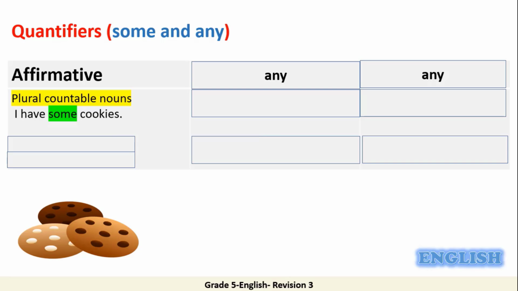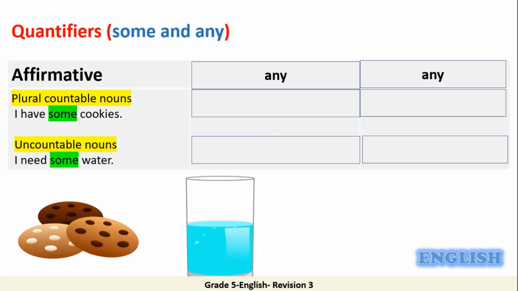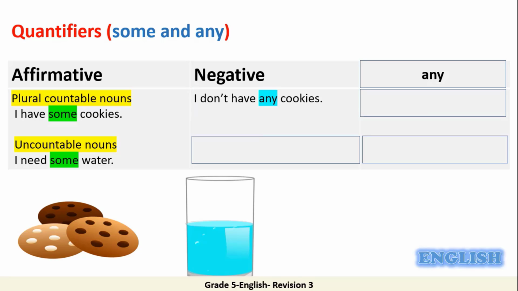And we use some with uncountable nouns. For example, I need some water. Here the word water is uncountable noun. Here we use the word any with the negative sentence, and we use it with plural countable nouns. For example, I don't have any cookies. And we use it with uncountable nouns. For example, I don't need any water.